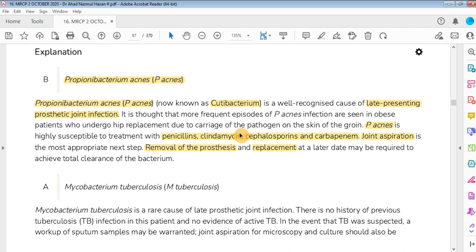Joint aspiration is the most appropriate next step. A removal of the prosthesis and replacement at a later date may be required to achieve total clearance of the bacterium.